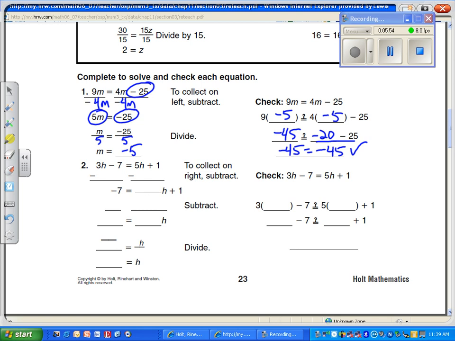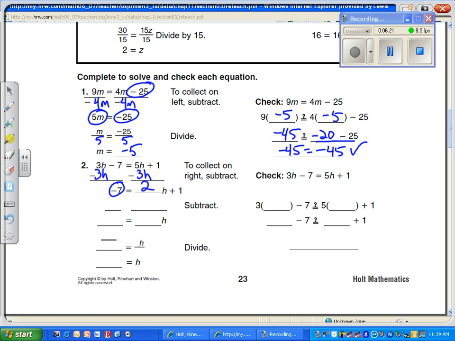All right, number 2, 3h minus 7 equals 5h plus 1. So let's get our h's on one side and our numbers on the other. So let's take care of our h's first. Which side would it be best to get a positive coefficient? If I subtracted 5h on both sides, I'd end up with a negative coefficient. So I want to subtract 3h from both sides, and that leaves me with a negative 7 on the left, and then it leaves me with 2h plus 1.